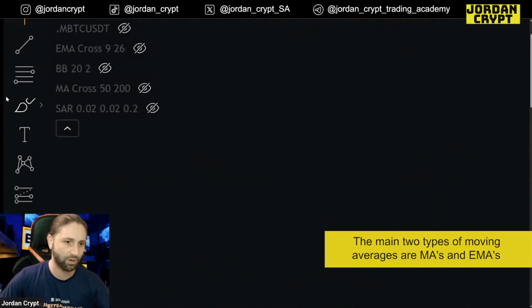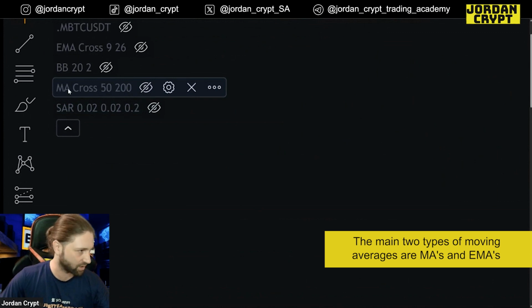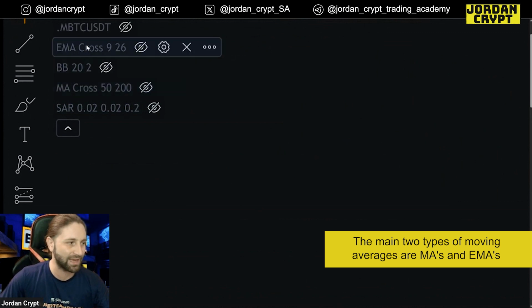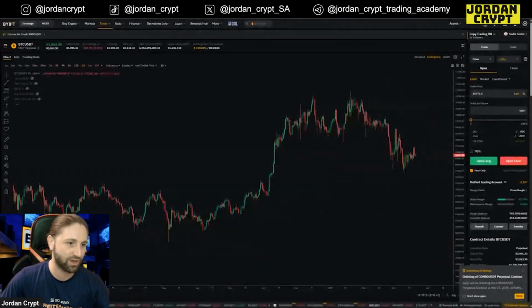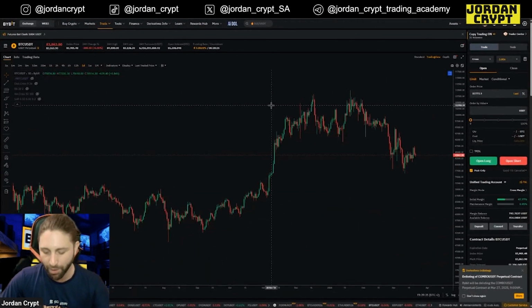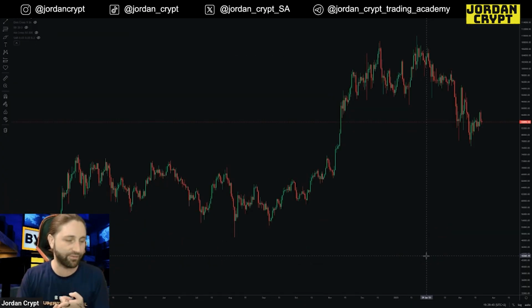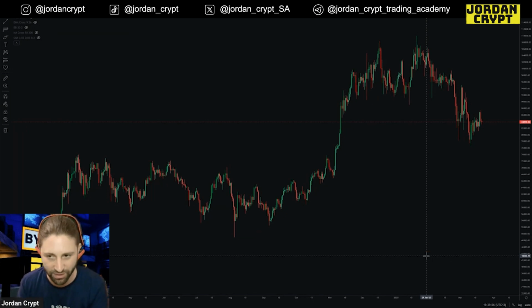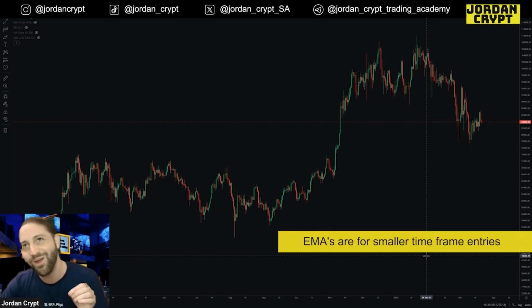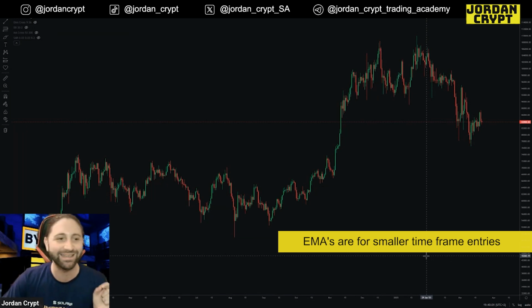All right, there we go. You can see I have my MA cross. I'm also using my exponential moving average cross. Very important to understand how to use both of these. The moving averages, or your simple moving averages, are for understanding your larger perspective and your larger trend. Your exponential moving averages are for getting your smaller time frame entries, as they are on a more immediate algorithm.